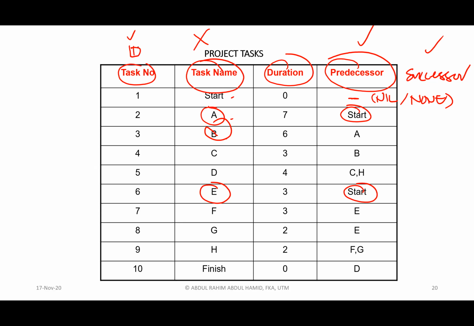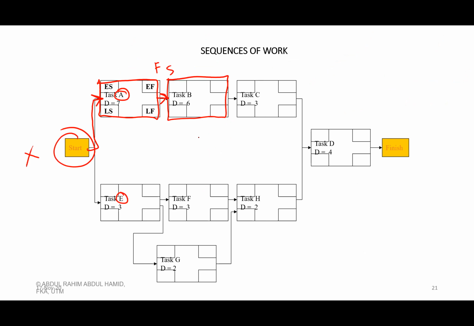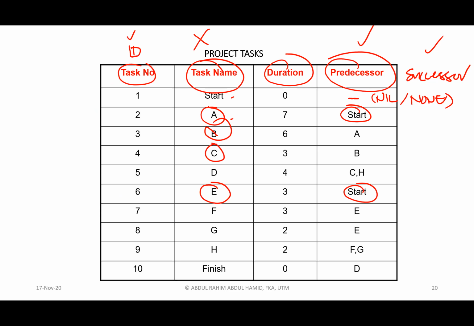Okay, how about C? C is coming from B. B is already there. Then you draw C, and then you just connect with the arrow. The arrow, whether it is short or longer, doesn't matter. It doesn't have any value. It just simply shows the right relationship.